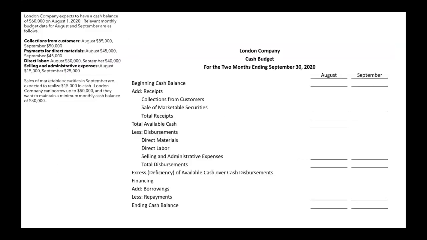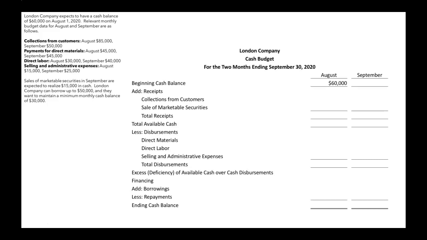So we have all of that information in the upper left, and this is what our cash budget will look like. So let's first just work through August. Our beginning cash balance. Well, we're told that on August 1st, London Company expects to have $60,000 in cash. So we'll put that $60,000 in there.